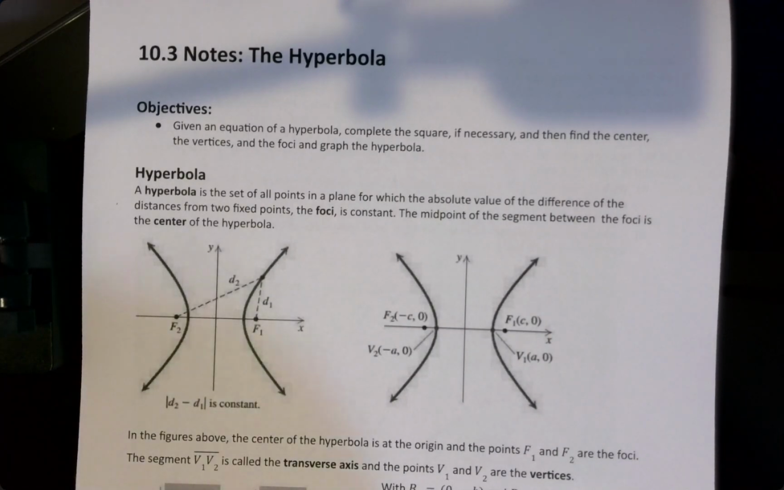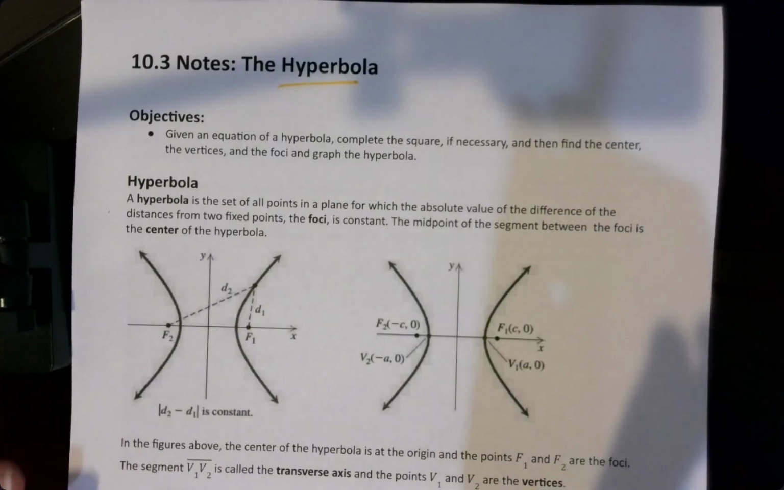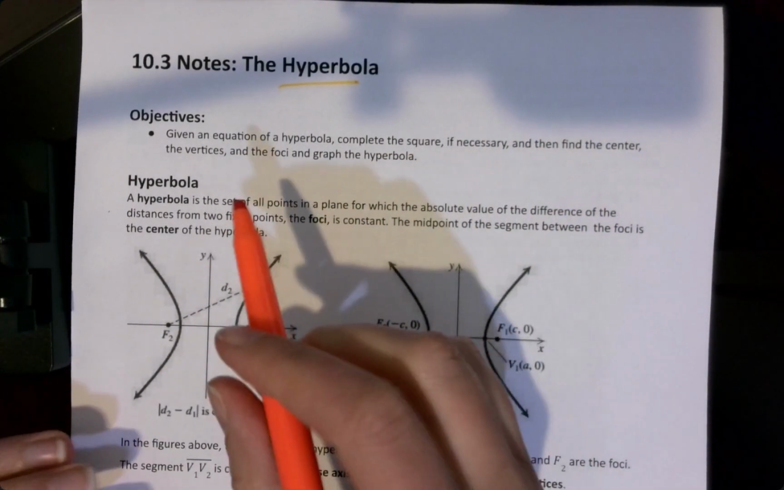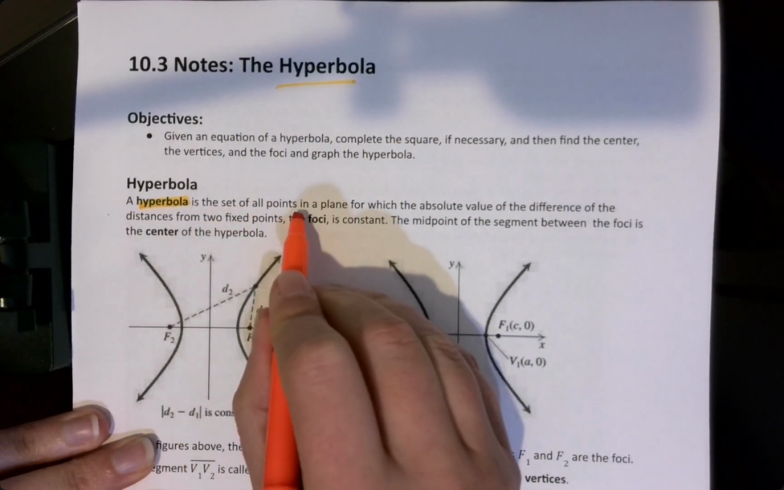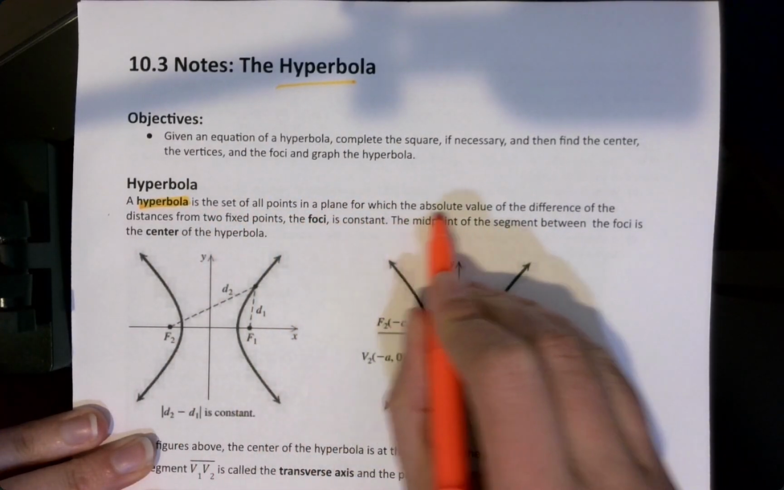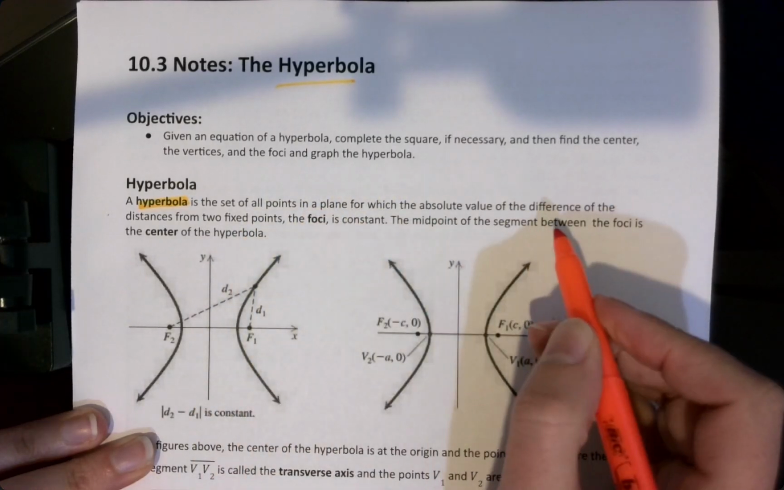Our last conic section in section 10.3 now is the hyperbola. And the definition of a hyperbola is going to be the set of all points on a plane for which the absolute value of the difference between the distance between two fixed points of the foci is constant.